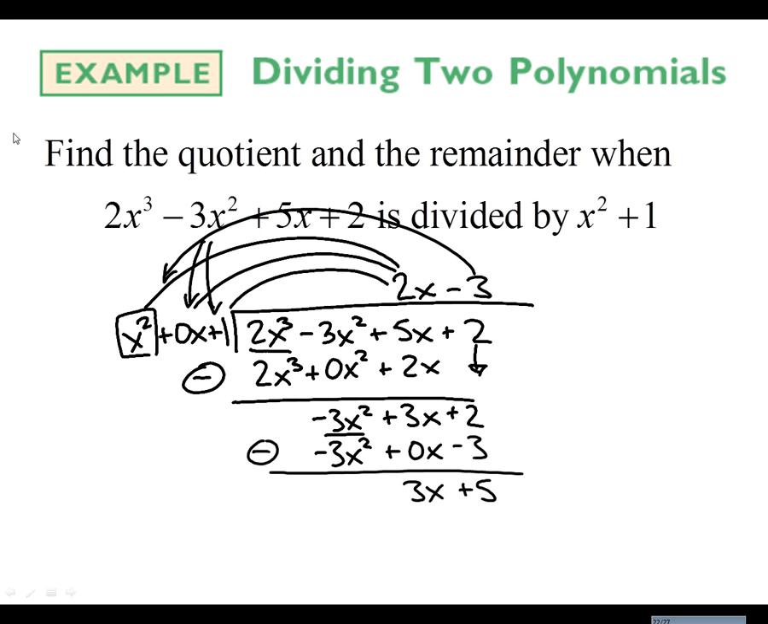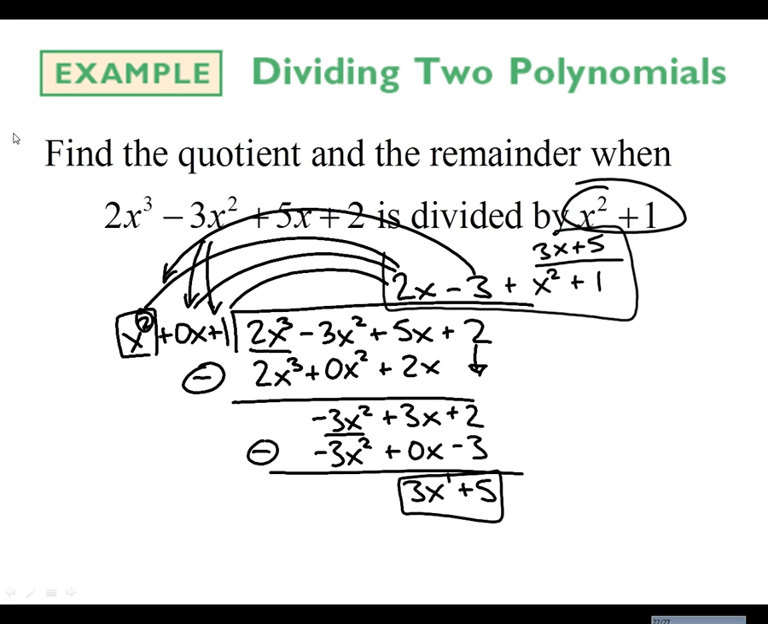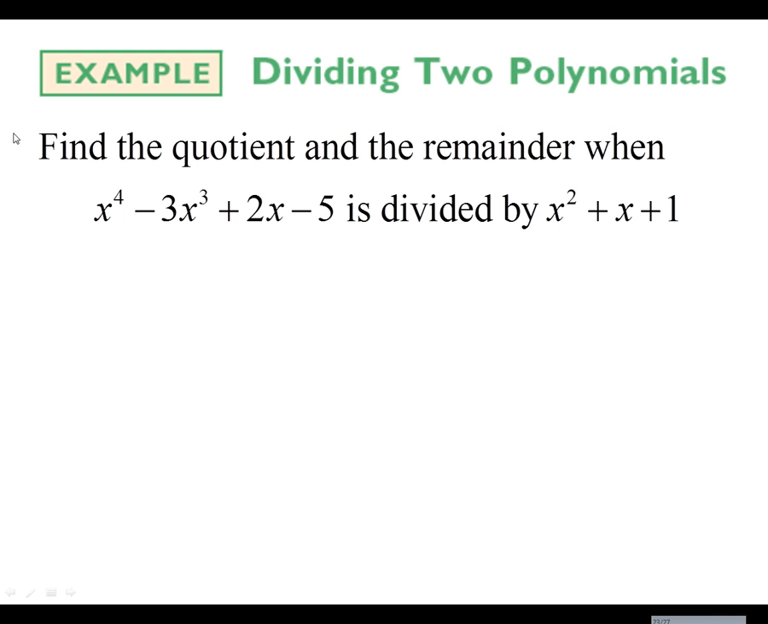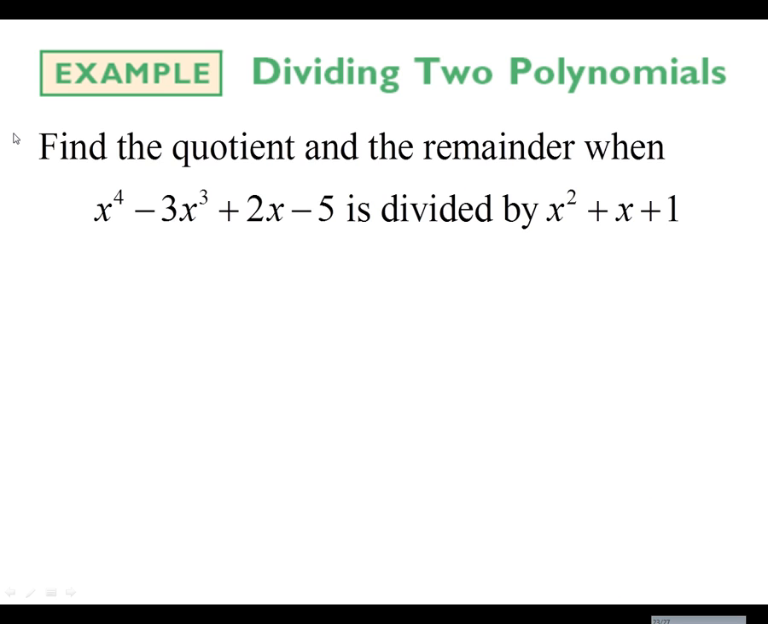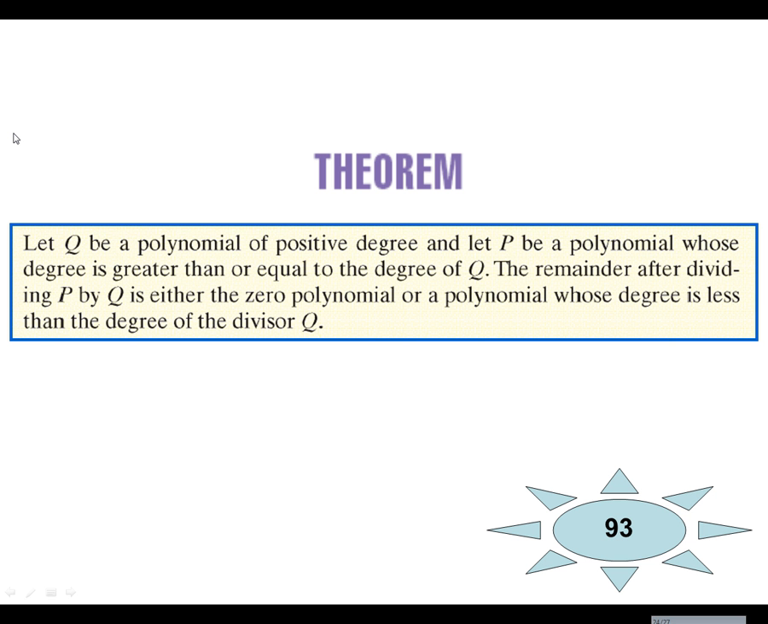And now we're out of things to divide because x to the first is smaller than x squared. So this is our remainder. We're going to write plus 3x plus 5 over x squared plus 1, the original divisor. Okay? And so this is our answer. I would imagine we might have some questions on this, but follow those steps. Give this a shot. I want you to try problem 93 in here. Give that a shot.